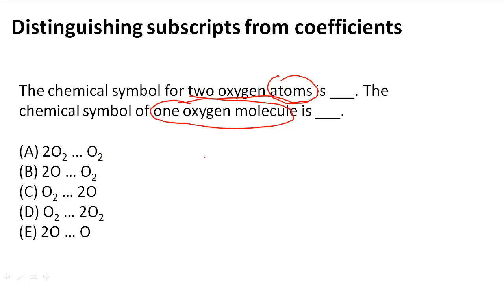So the chemical symbol for two oxygen atoms is what? What that tells me is oxygen atoms, meaning a single oxygen atom. If I want to indicate that there's one oxygen atom, but there are two of them, I use a coefficient. So I would draw a big 2 on the left side, indicating that there are two oxygen atoms, just one atom each. But it says the chemical symbol of one oxygen molecule.